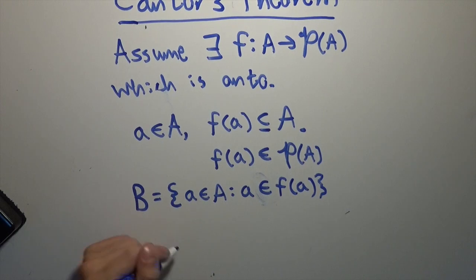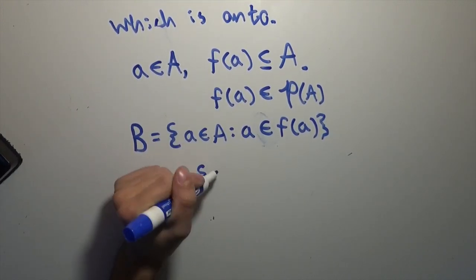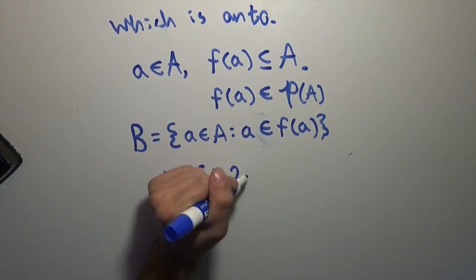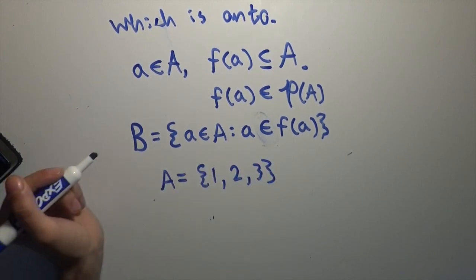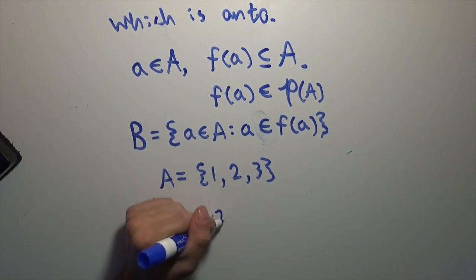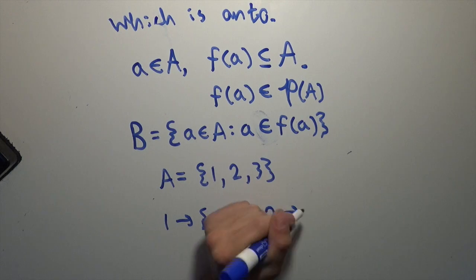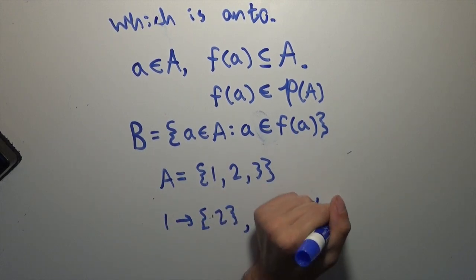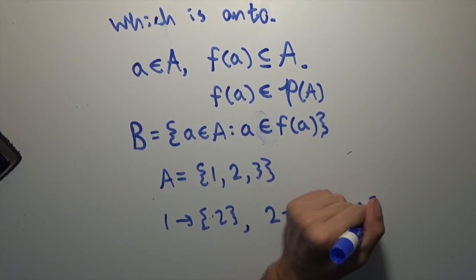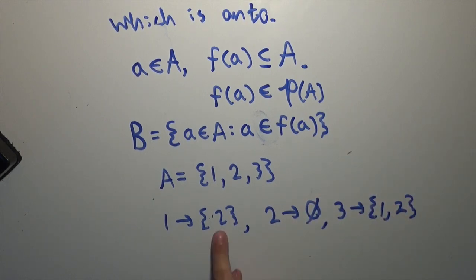So for example, if we let A equal the set {1, 2, 3}, right? Then we could map 1 onto the subset {2}. We could map 2 onto the empty set. And we could map 3 onto the subset {1, 2}. In every case, a is not in f(a). a is not in f(a). a is not in f(a), right?